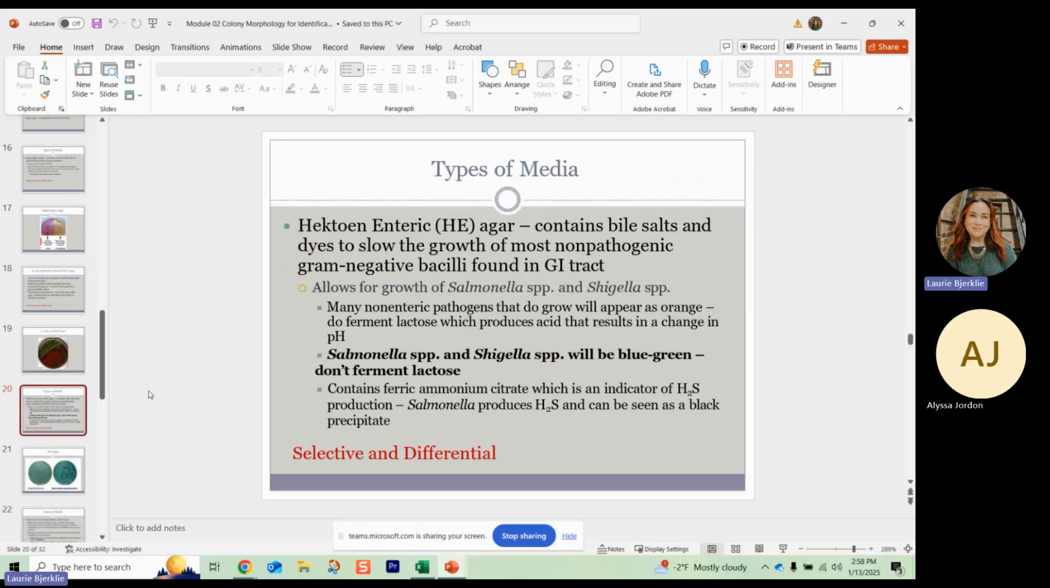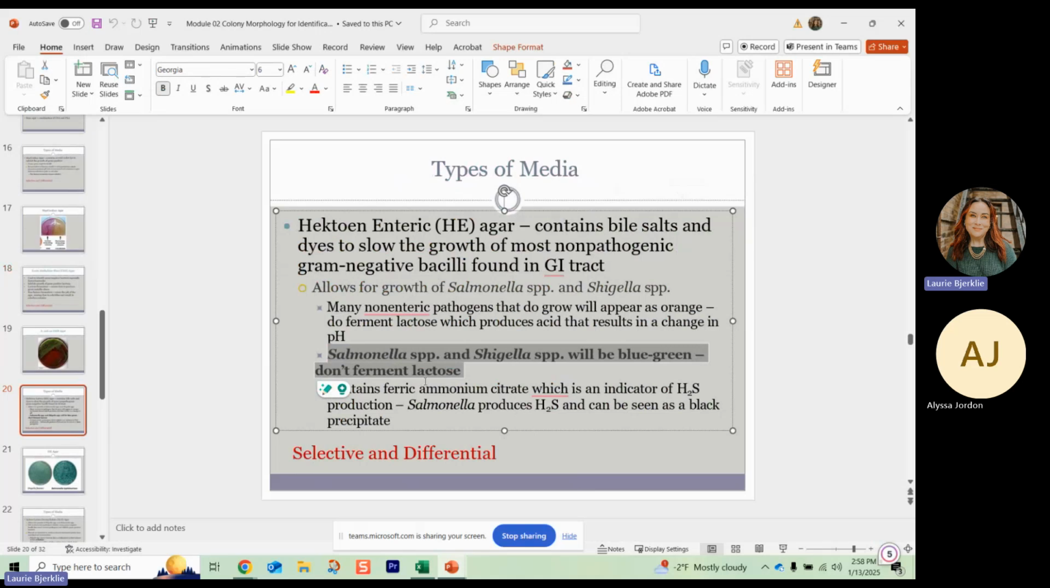You might set up an HE plate looking for, oh, do they have a Salmonella or Shigella infection causing this? So HE agar is great to screen for Salmonella and Shigella, both of which are gram-negative rods. So that's the selective part. Again, the differential part is looking for fermentation characteristics. Salmonella and Shigella do not ferment lactose, so they will be a blue-green color on HE agar when they grow.